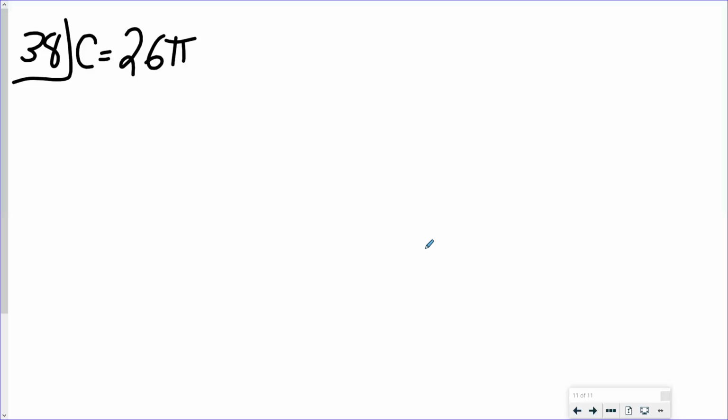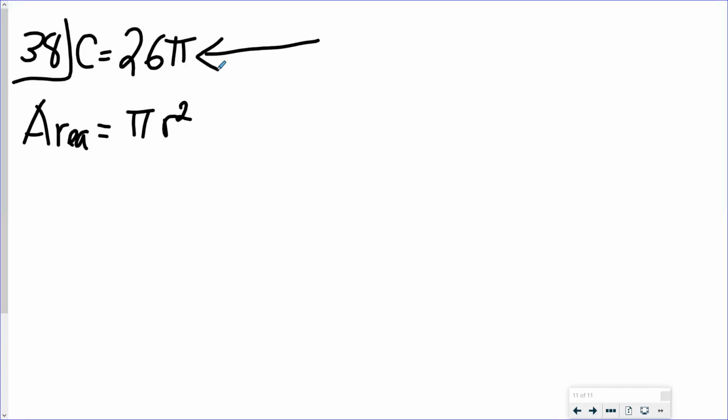Find the area of the circle. The formula of the area, as we know, is pi r squared. So if I want to find the area, I need to find the radius of the circle. How can I find the radius? I can use 2 pi r, which means we're going to divide by 2. So I will use the circumference of the circle to find r.